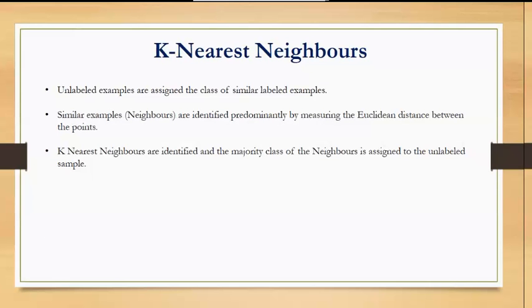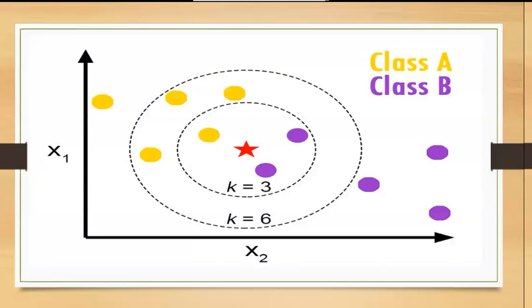For an unclassified data point, the K nearest neighbors are identified, and the majority class of the neighbors is assigned to the unlabeled example. This image should make it more clear. Here the yellow points belong to class A and the blue points belong to class B. The point denoted as a star is the unclassified data. Now we need to classify whether this unclassified data belongs to class A or class B.